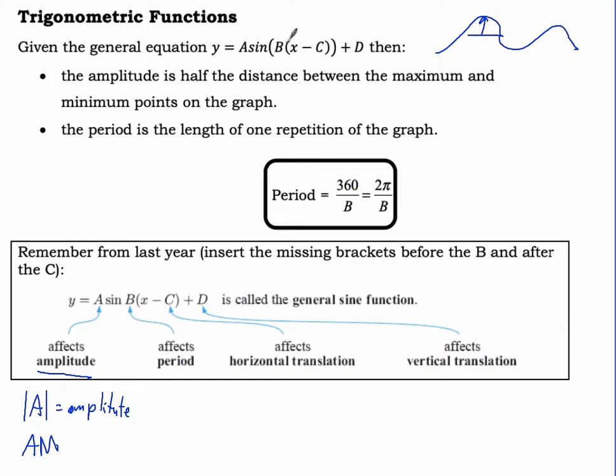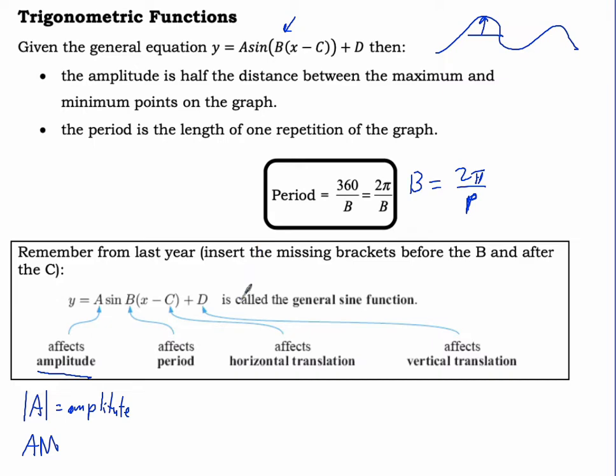Okay, we have B is like a horizontal stretch, right? Okay, so we say it affects the period. We have this equation here, period equals 2 pi over B. This also means B equals 2 pi over period. Okay, so it's a very important little formula that you use to figure out the period if you know the B value, or B value if you know the period.